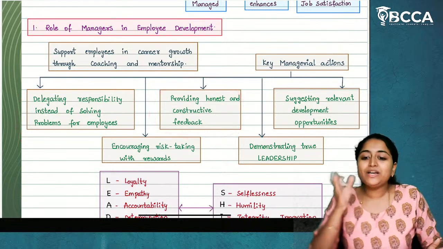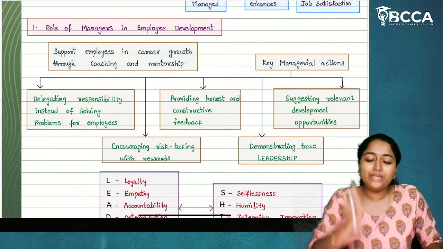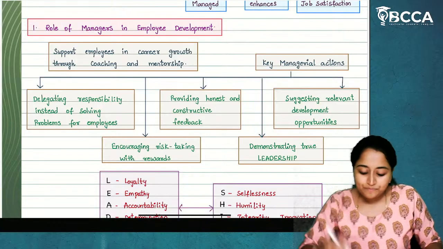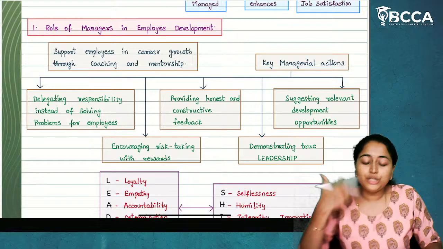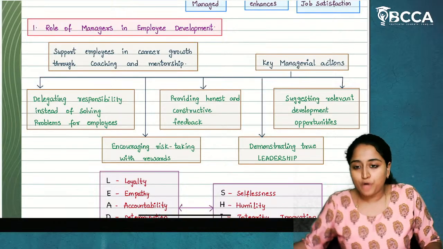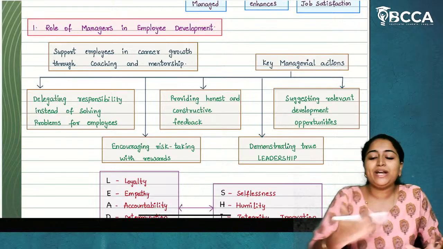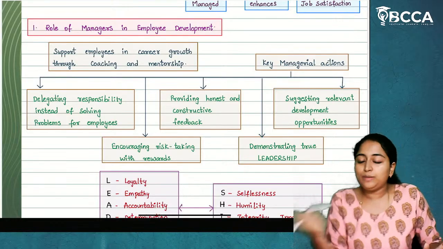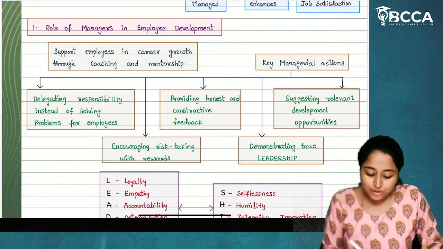Next is providing honest and constructive feedback. If they are doing right, tell them right. If they are doing wrong, tell them they are wrong. Suggest relevant development opportunities. You have to tell them, okay, this is a new course which is being launched. Improve yourself. Train in that particular area. We are going to go for a new project, and that new project is based on this particular criteria. Try to train in that criteria so that you will be able to be in that project. So try to give development opportunities.